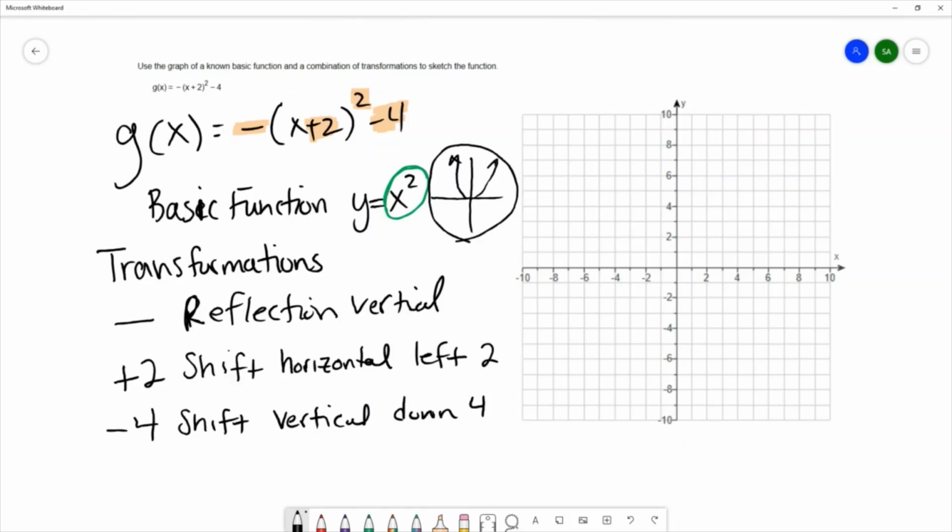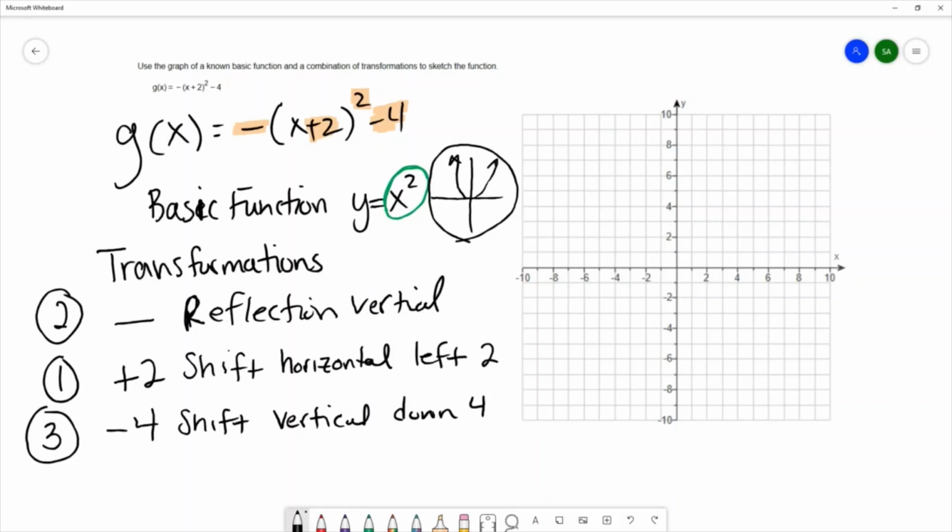It's important to know what order to do them in because you may get a different graph based on what order you do. And the order we're going to follow is we're going to do our horizontal transformation first, then we'll do our reflection, and then we'll do our shift. It's basically following order of operations. We do what's inside the parenthesis, then we do multiplication, and then we do the subtraction.